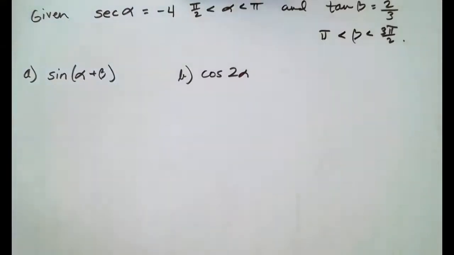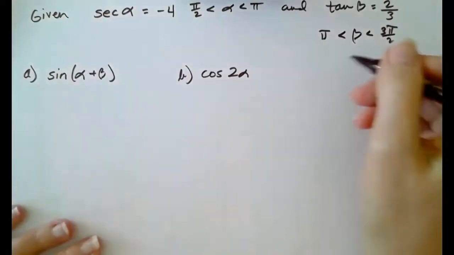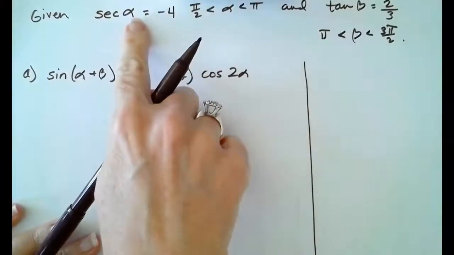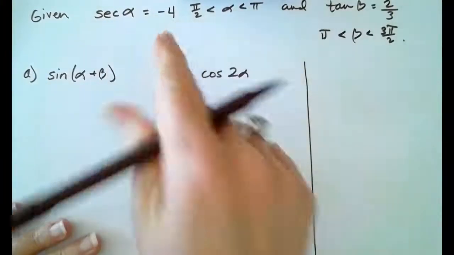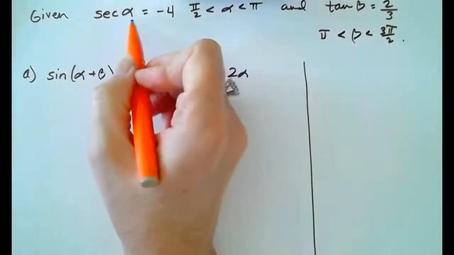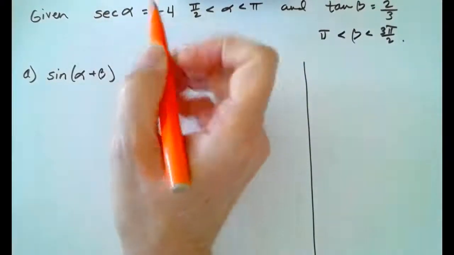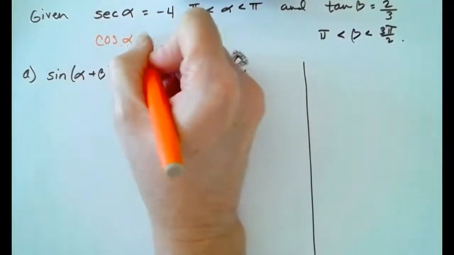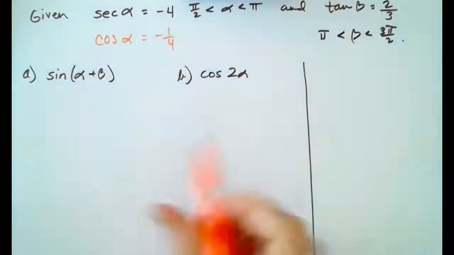I'm not going to give you a tangent on the test. So first thing, let's draw the pictures. I'll draw the pictures right over here. Alpha. Secant alpha equals -4. So think about this, ladies and gentlemen. If secant alpha equals -4, by the reciprocal function, that must mean that the cosine of alpha is -1/4.